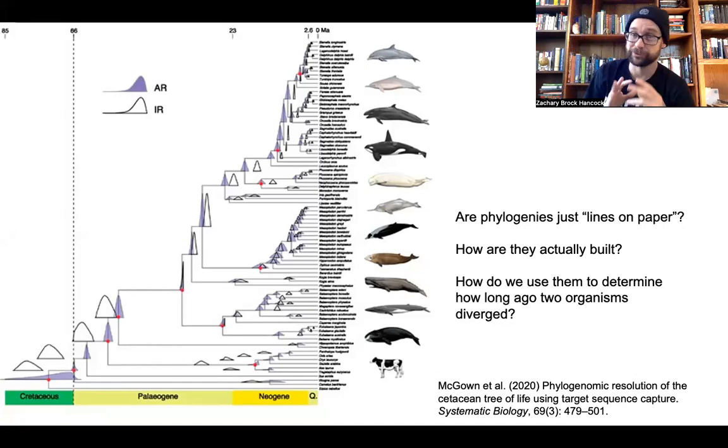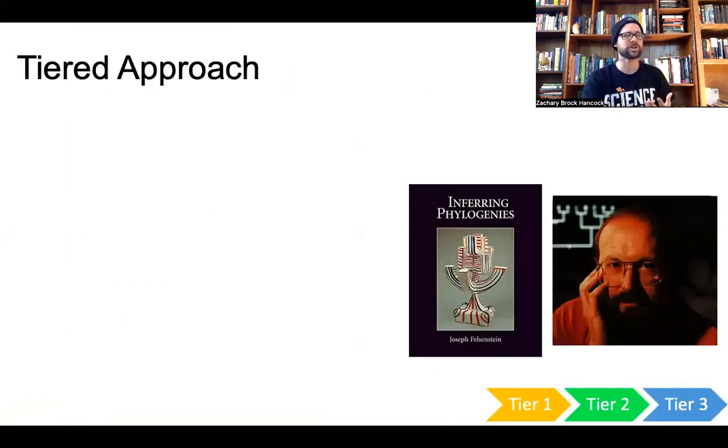And we're going to answer this first by saying, how are they actually built? And how do we use them to determine how long ago two organisms diverged from each other? Now, the way that I want to do this is in a tiered approach, because I really want everybody watching this video to take something away from it, right?